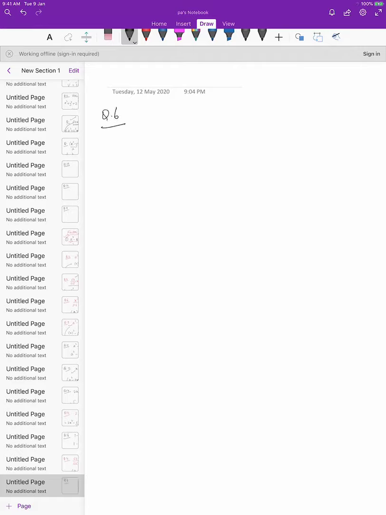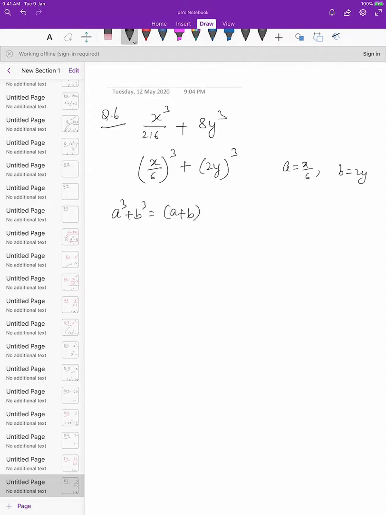Now moving on to the sixth question. It is x cube upon 216 plus 8y cube. Again you can see 2 cubic terms with plus sign in between. This can be written as x upon 6 whole cube plus 2y whole cube. Can we treat this as a cube plus b cube, where a is x upon 6 and b is 2y, and the identity for a cube plus b cube is a plus b into a square minus ab plus b square. So let's write it in this format.